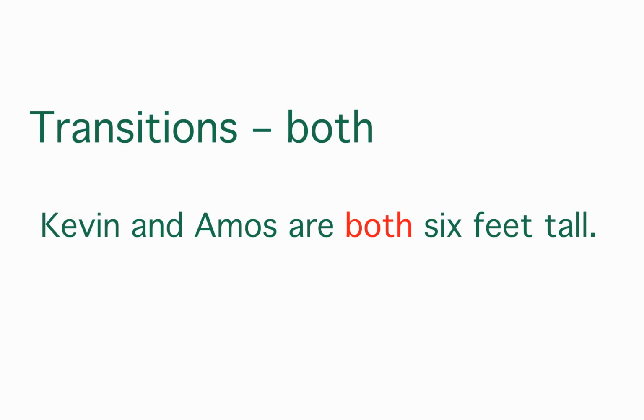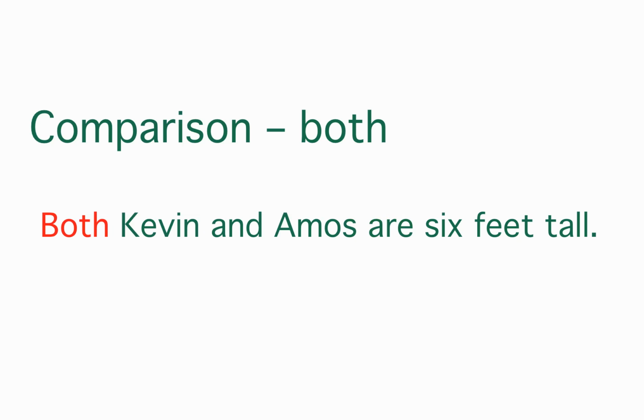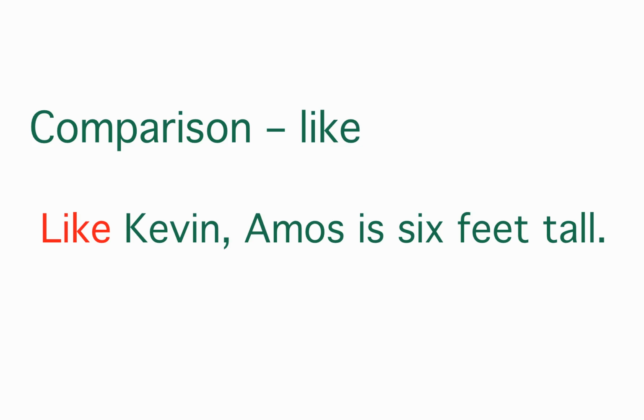Both is another transition we can use. It can be used internally. Kevin and Amos are both 6 feet tall. Or both Kevin and Amos are 6 feet tall. Like is another one that shows similarity. So like Kevin, Amos is 6 feet tall.